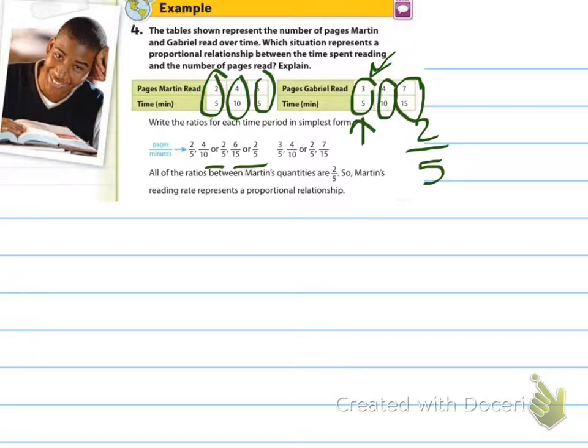Gabriel's is not. Gabriel's not reading at the same steady ratio each time. He's not reading 3 pages every 5 minutes, or he would have read 6 pages in 10 minutes, and he would have read 9 pages in 15 minutes. He's not reading at that same steady rate. Maybe it got more complicated. Maybe some pages had pictures. Who knows? Okay, so Gabriel is not proportional, but Martin is proportional.